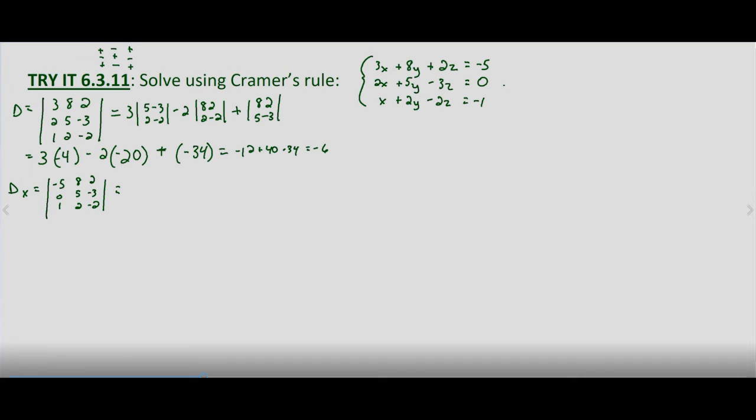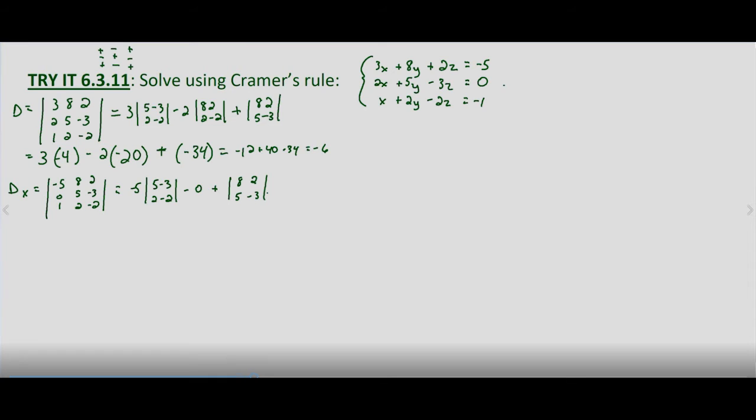And again, expanding by the first column, this time because we have a 0 involved. So again, same signs, plus, minus, plus. So plus negative 5 times 5, negative 3, 2, negative 2. Minus 0. I'm not even going to bother writing out the determinant because when we multiply by 0, it's just going to be 0. And then plus 1 times 8, 2, 5, negative 3.